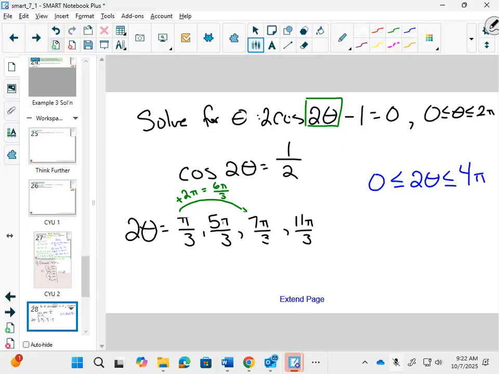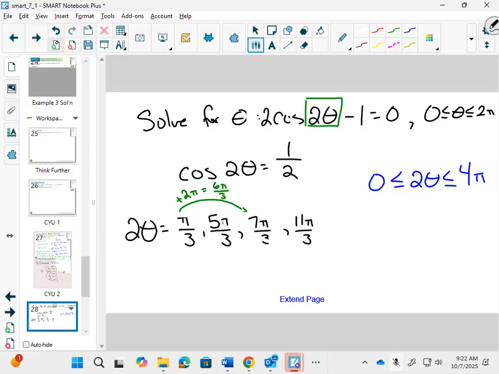So again, what's nice about the multi-revolution questions is they practice our idea of coterminal angles. How do you find a coterminal angle? You can always add or subtract 2 pi. And if I'm adding things together that are fractions, I need a common denominator.